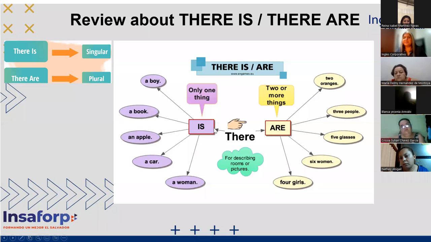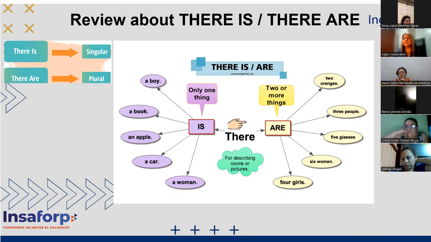So, we're going to make a review about there is and there are. What do you remember about there is and there are? ¿Qué se recuerdan de eso? There is is singular, there are is plural. Okay, there is singular and there are? Plural. Okay, good. What else do you remember? There is, es como aquí, es allí. It is to describe what you have around you, right? Or what you have in, for example, your house, to describe what you have in your refrigerator. So, to describe objects.